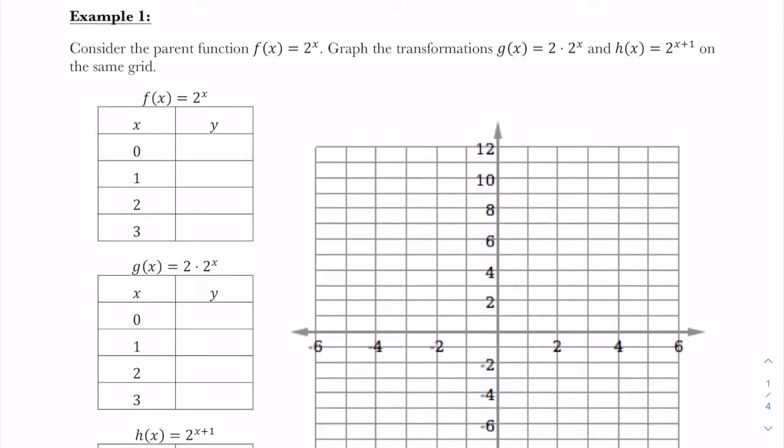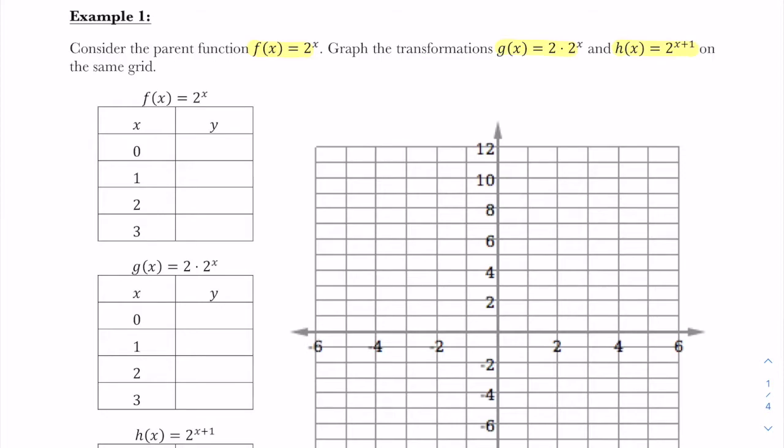We're going to begin by considering the parent exponential function, f of x equals 2 to the exponent x. We're going to graph that along with the following two transformations: g of x, which is 2 multiplied by the parent function 2 to the x, and h of x, which is 2 to the exponent of x plus 1. This would be a good time to pause the video, create the three tables of values, and graph the three functions on the grid using three different colored pens. When you're ready, click play to resume.